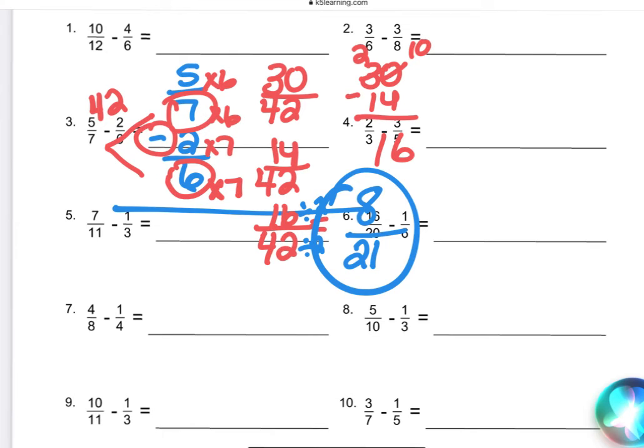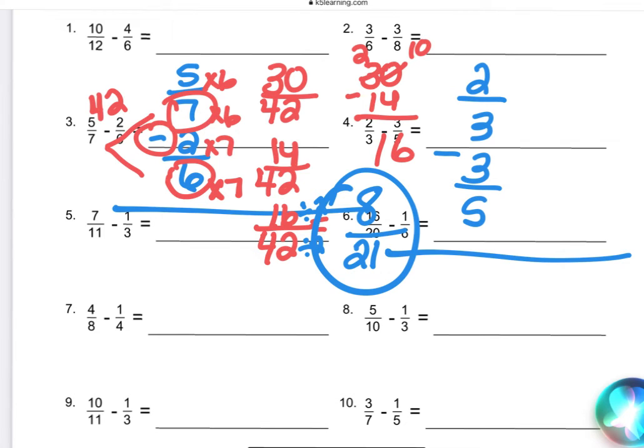Let's do the next one. 2/3 minus 3/5. Remember, write it as you read it. 2/3 minus 3/5. You go ahead and try to work this one on your own. Pause the video and see if you can do it without my help. When everyone is finished, unpause it and see if you got it correct.